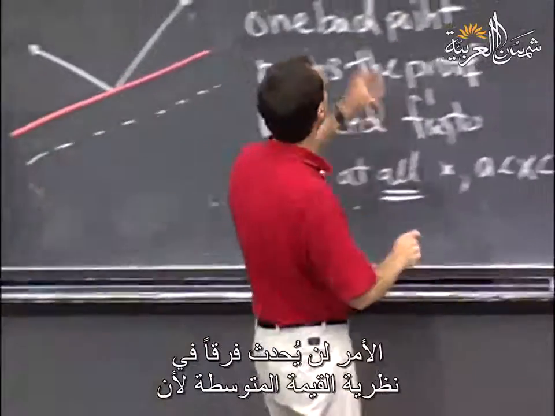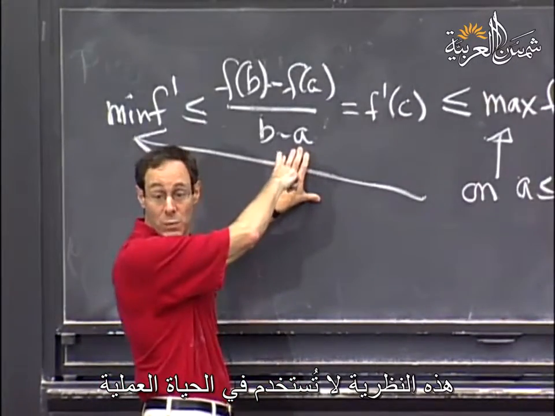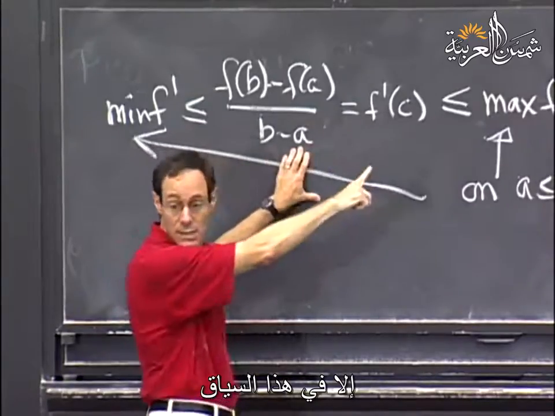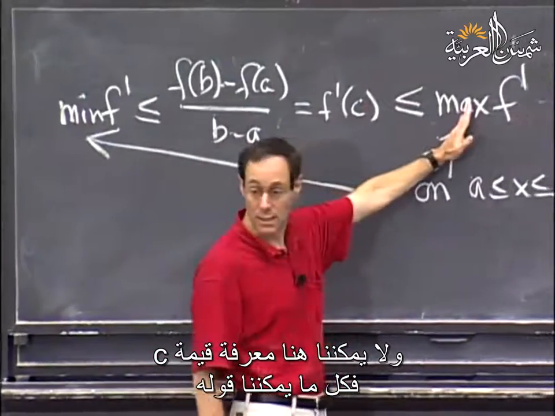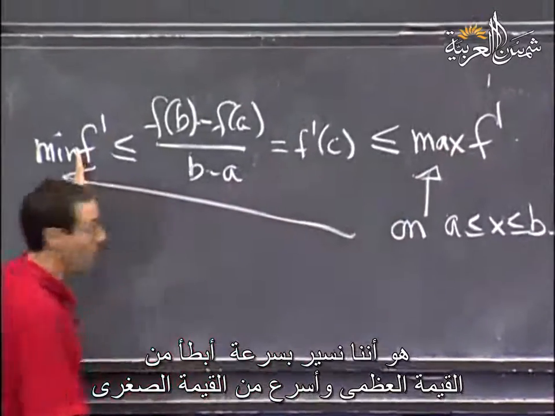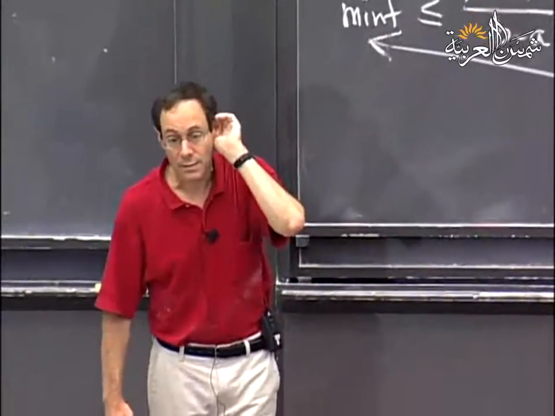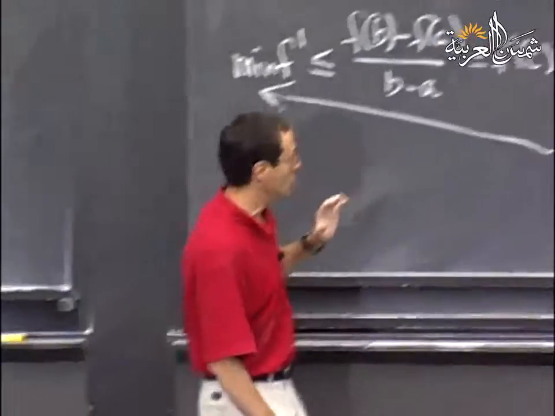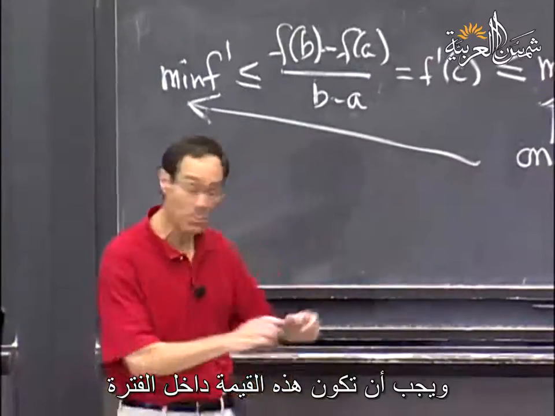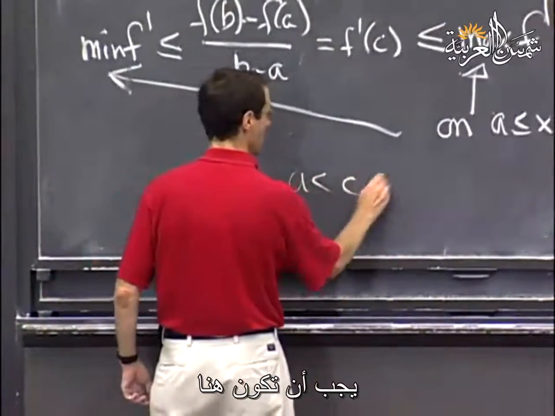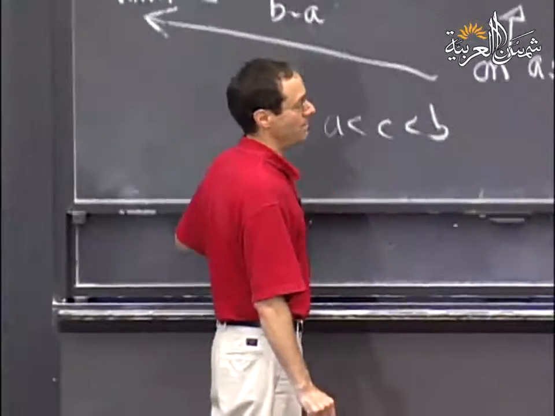The mean value theorem doesn't care because actually the mean value theorem is never used in real life, except in this context here. You can never nail down which c it is. So the only thing you can say is that you're going slower than the maximum speed and faster than the minimum speed. Sorry, say that again. If you're asked for a specific c, you have to find a specific c, and it has to be in the range in between. It has to be in here. Okay. All right.